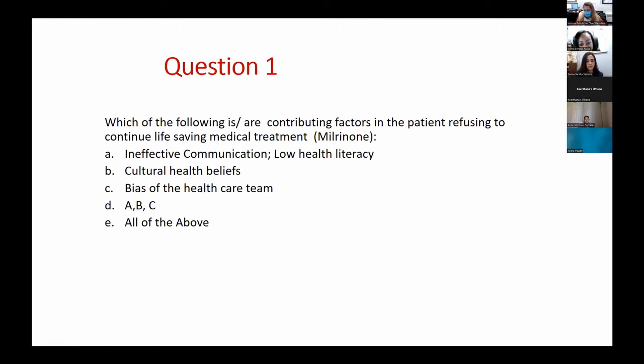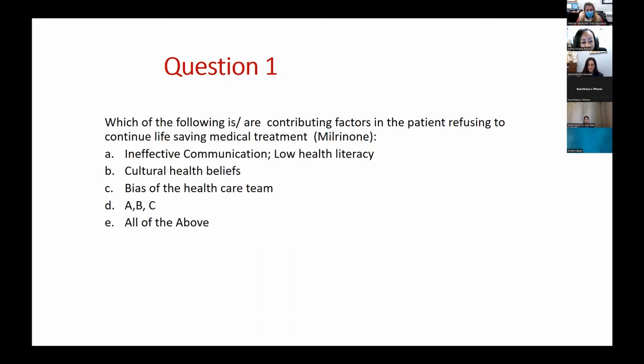This patient, when he came in to see me, as I said, he wanted to get off the milrinone, right? I sat and spoke to him, and remember, we have a good relationship pretty much, but he wanted to get off the milrinone nonetheless. So which of the following factors do you think may be contributing to the patient refusing to continue life-saving medical treatment, in this case, milrinone?